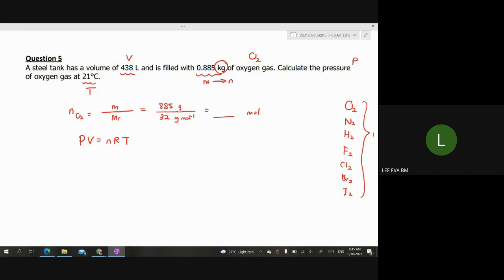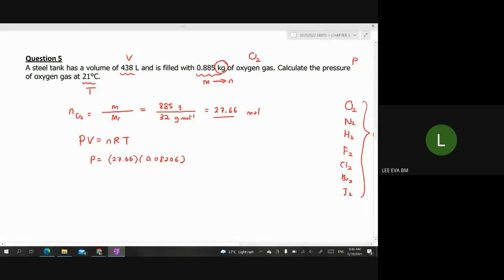27.656. Okay, 27.65. You want 656 can, you want 6563 also can, or 65625 also can. Okay, so let's just put this one, 27.66. Okay, so apa lagi yang kita nak tukar? Temperature. Okay, so try to calculate the pressure now. Number of mole, we got 27.66. Value of the gas constant, 0.08206.